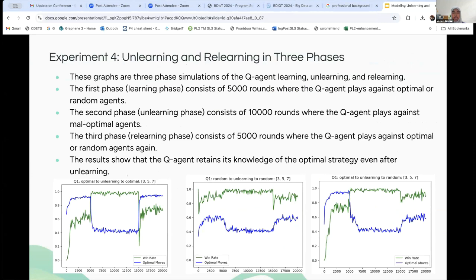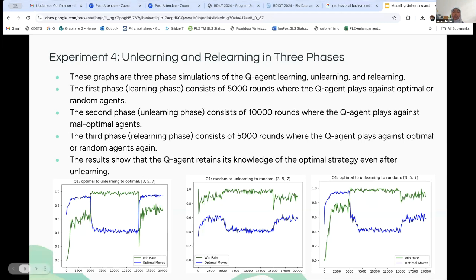So our first phase, the learning phase, consists of 5,000 rounds where the Q agent plays against optimal or random agents. The second phase, the unlearning phase, consists of 10,000 rounds where the Q agent plays against maloptimal agents. And the third phase, the relearning phase, consists of 5,000 rounds where the Q agent plays against optimal or random agents again. The results show that the Q agent retains its knowledge of the optimal strategy even after unlearning and is able to relearn it much quicker than it had learned it initially.